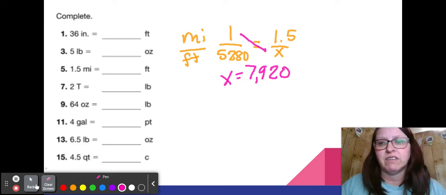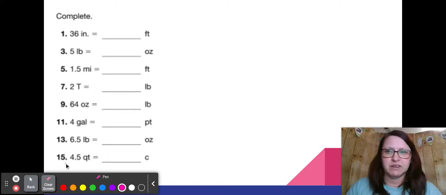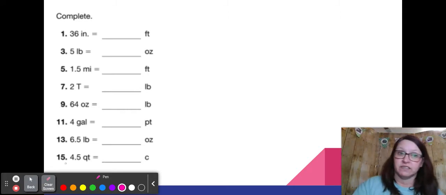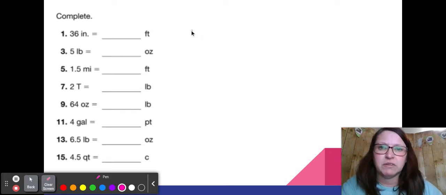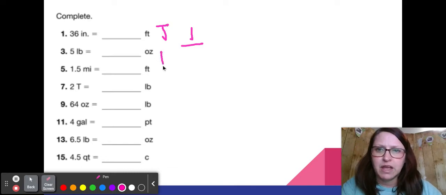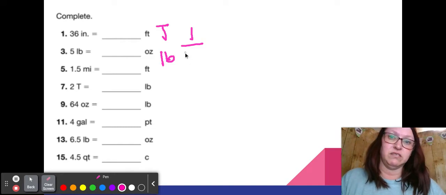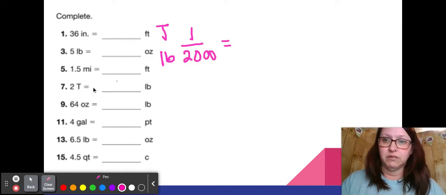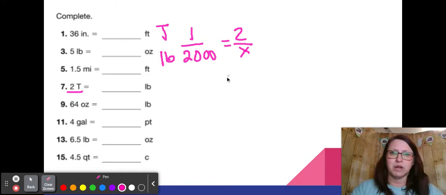Let's look at number 7. I'm trying to remember what the measurement is. Oh, this is tons. I look at uppercase T and I think tablespoons, but it is tons. So I'm looking at 1 ton. I'm putting tons on top, and I'm putting pounds on bottom. How many pounds is in a ton? There's 2,000 pounds in a ton. Now, when I'm looking here, I've got 2 tons, so I'm going to put 2 on top. How many pounds? I don't know, so I'm going to put X on the bottom.